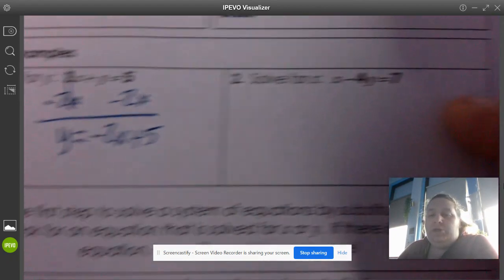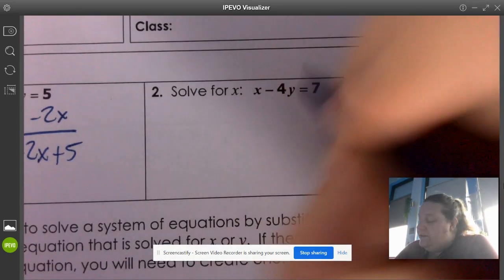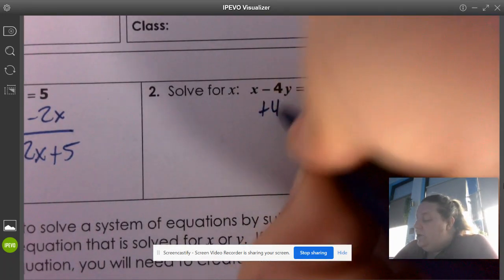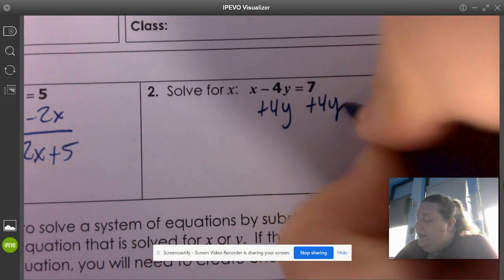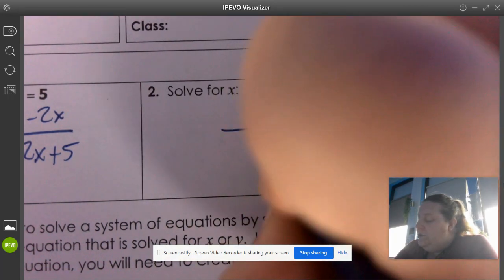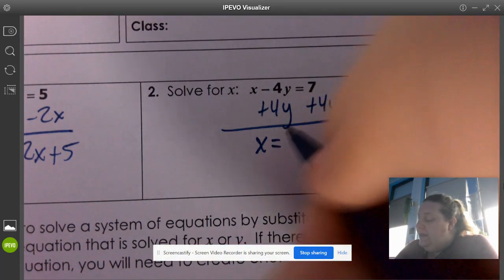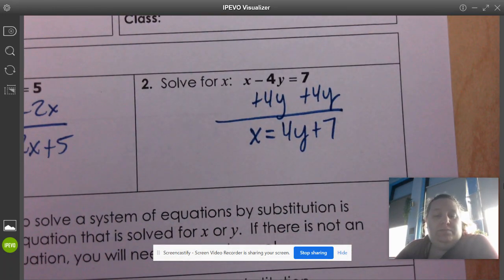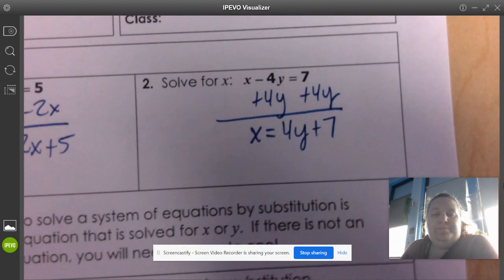Okay. So same thing here. My goal is to get x by itself, meaning I need to move this negative 4y. So I'm going to add it to both sides. So x equals, once again, can't combine the terms. So I just write them as an expression, okay?